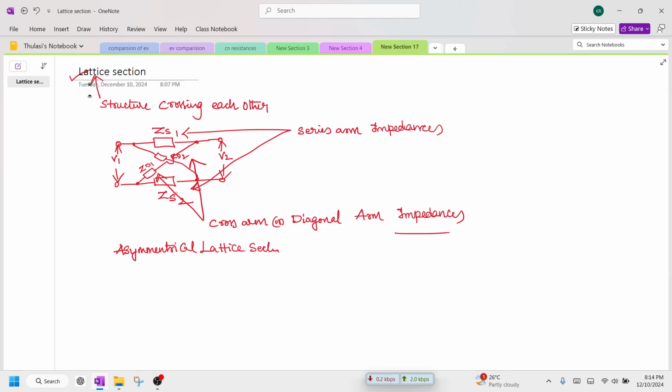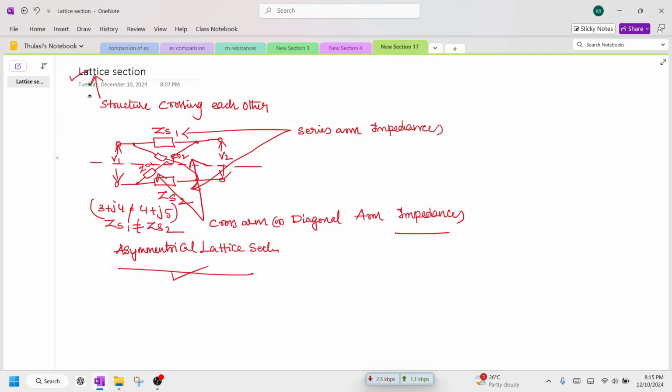If you fold, for example, a paper in half, ZS1 is not equal to ZS2. Sir, how to understand this? If you take ZS1 as 3 plus j4 and ZS2 as 4 plus j5, the impedances are not the same. So I can say that this is unsymmetrical. When you draw a line horizontally or vertically and see that ZS1 is not equal to ZS2, I can say that this is an unsymmetrical lattice.